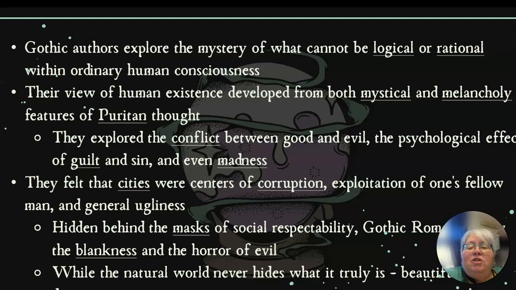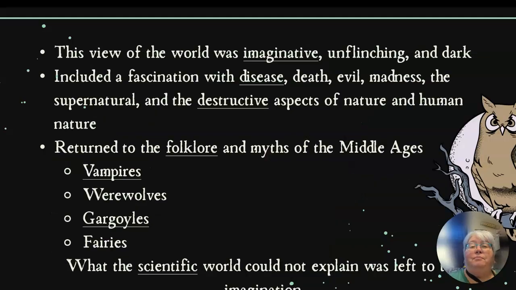They felt that cities were centers of corruption, exploitation of one's fellow man, and general ugliness. Hidden behind the masks of social respectability, Gothic romantics saw the blankness and the horror of evil, while the natural world never hides what it truly is, beautiful and destructive. This view of the world was imaginative, unflinching, and dark. It included a fascination with disease, death, evil, madness, the supernatural, and the destructive aspects of nature and human nature. It returned to the folklore and myths of the Middle Ages.